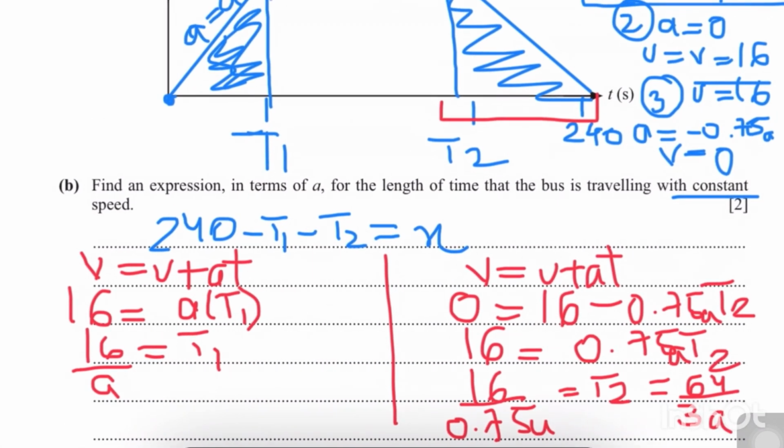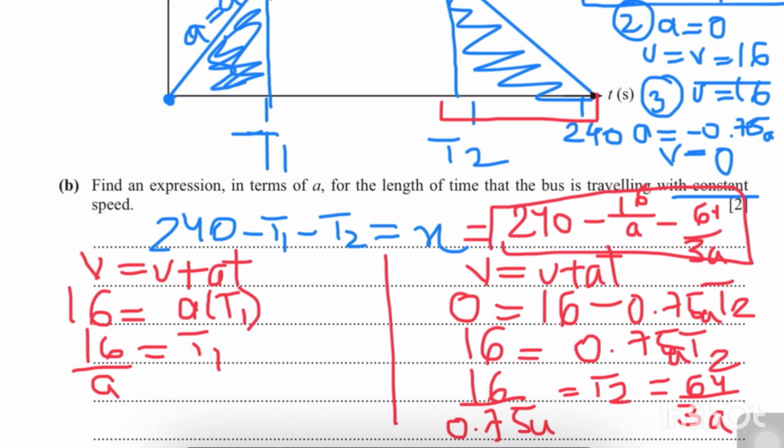So if we write this again, this means that x equals 240 minus 16 over a minus 64 over 3a. And this is the length of time that the bus is traveling at a constant speed.